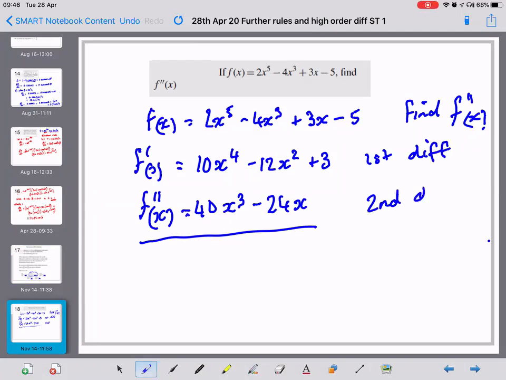So there's our first differential. Second differential. And this one could also be written as d2y by dx squared as the other type of notation.